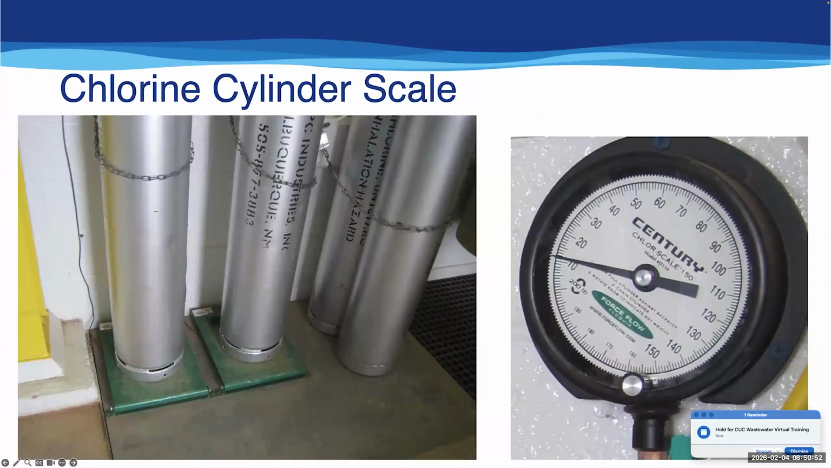Most of these systems, probably all actually, will have a scale to let you know how much chlorine is left in the tank. These particular scales are set up for 150-pound or 100-pound tanks. You'll notice down at the bottom on the scale, you see the 150. When the tank is full, that's where the needle would point. When it's empty, it would point there. And right now, where the needle is pointing, you've got about 11.5 or 12 pounds of chlorine left in that tank. So it's really important to be able to understand how to read these meters as well.